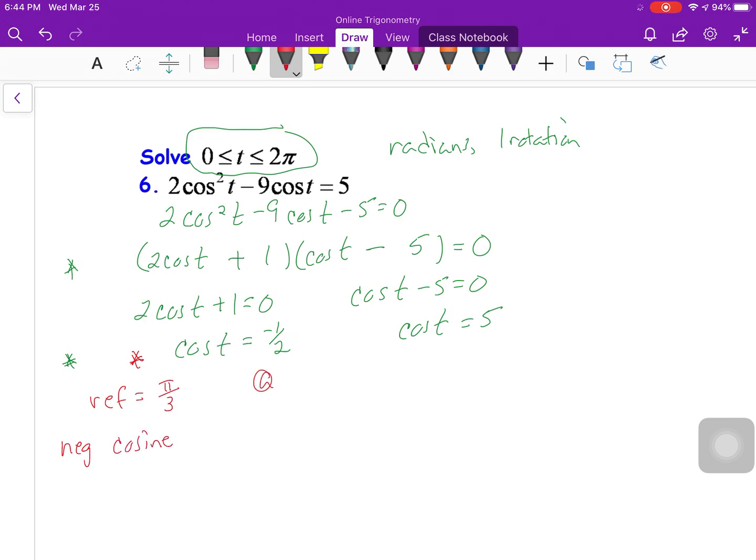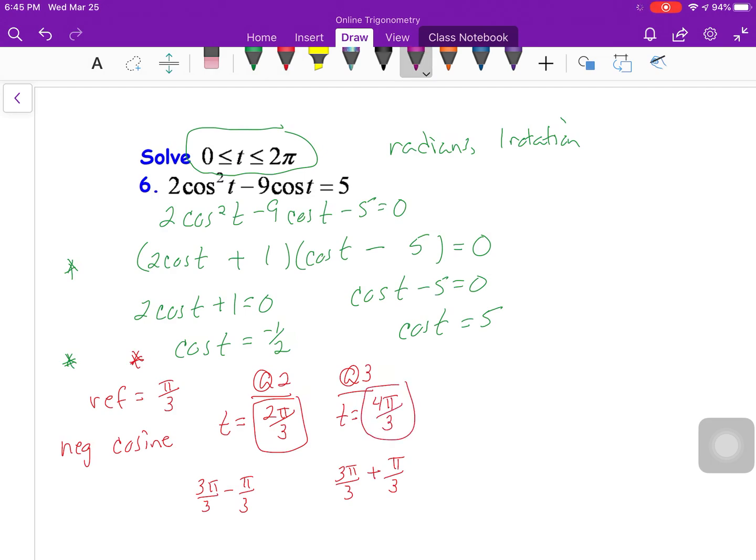Cosine's negative in quadrants 2 and 3. In quadrant 2, I would have to take a full period, or a full pi rather. A full pi would be 3 pi/3, and I'll have to subtract a 1 pi/3. So I get 2 pi/3. In quadrant 3, I have to take a full pi, which is 3 pi/3, and I have to go beyond it by a pi/3. So in quadrant 3, I get 4 pi/3.